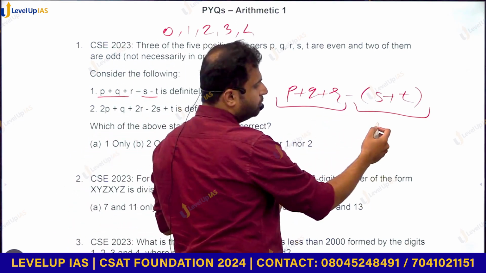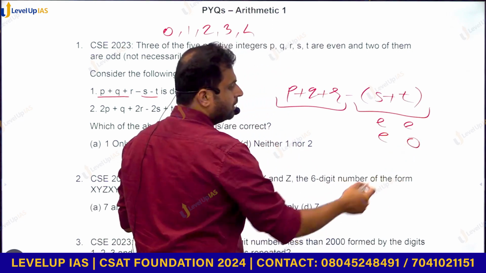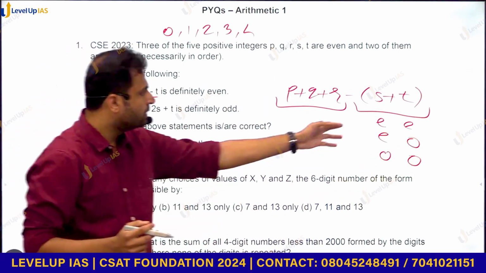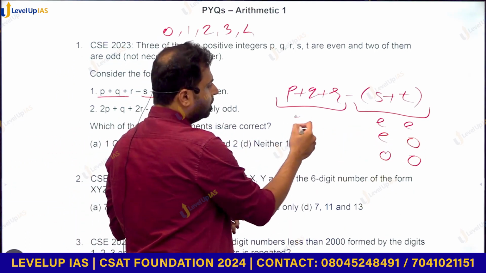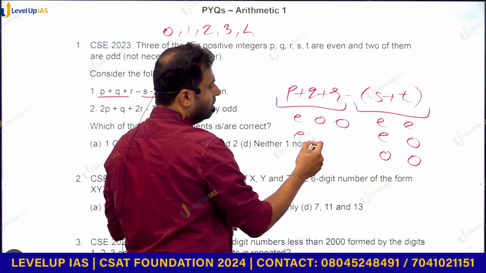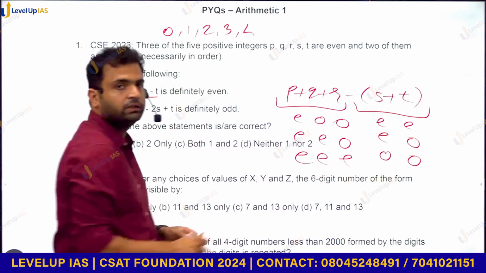So in this s and t, both could be even, or one is even, one is odd, or both are odd. These are the only cases possible. So if both of them are even, then we can have one even, two odd. If one is even, one is odd, then we have two even, one odd. And if both are odd, then all three are even.